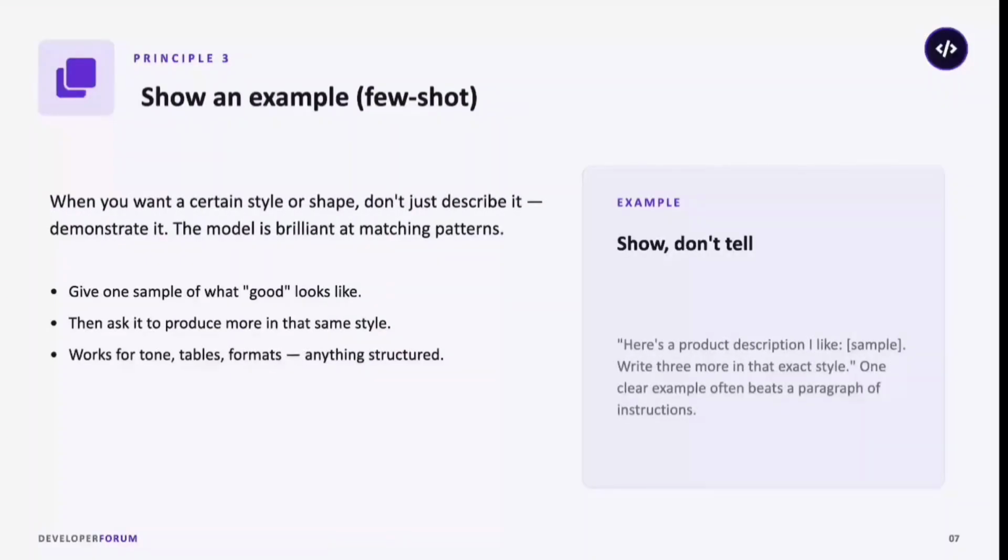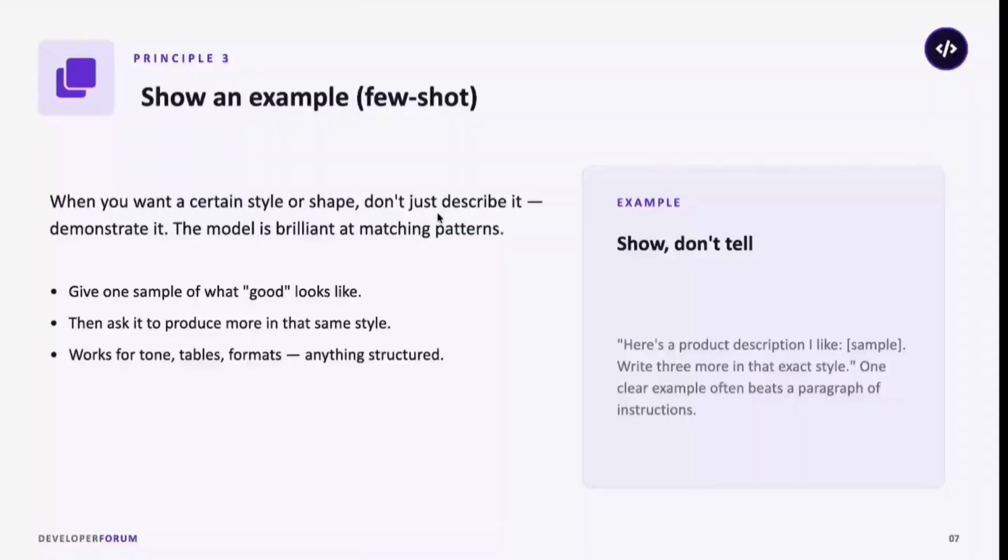Next principle is show an example. Here's a technique that feels almost like a cheat, but it's completely legitimate. If you want the output in a particular style or shape, show the model an example of it. This is sometimes called few shot prompting. You give a few shots, basically a few samples of what good looks like to you. Instead of describing the format in words, you are just demonstrating it.